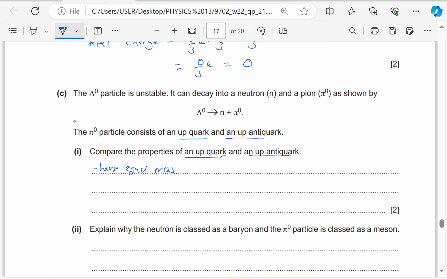Number two, they have equal magnitude of charge, because up is plus 2 over 3e, and up antiquark is going to be minus 2 over 3e. So the magnitude is the same. Equal magnitude of charge. You must add the word magnitude. But they have opposite signs of charge. One is positive, one is negative. Of course, you could also say they are both fundamental particles.